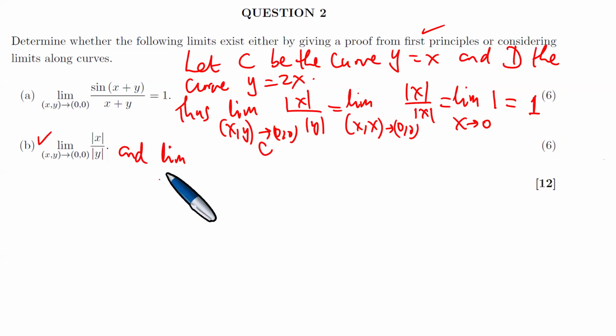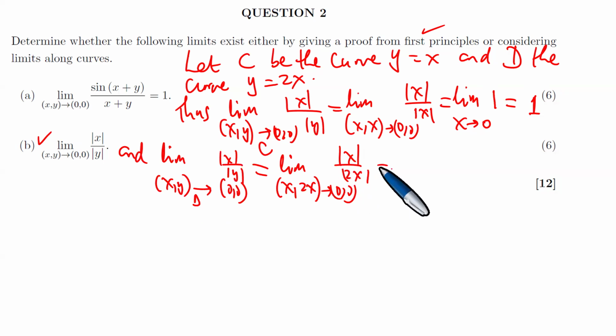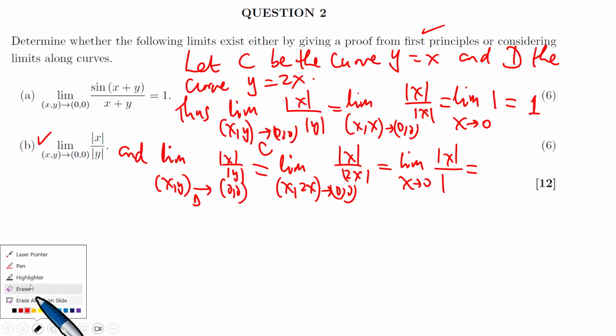And we also have the limit. Now we're going to take along curve D, (x, y) approaching (0, 0). Okay, this one now, you can put here x, and we called D to be 2x. So wherever there's y, we put 2x. Because x approaches 0, 2x approaches 0, it means it's the limit as x approaches 0 of modulus x over modulus 2x. So we have 2x here.